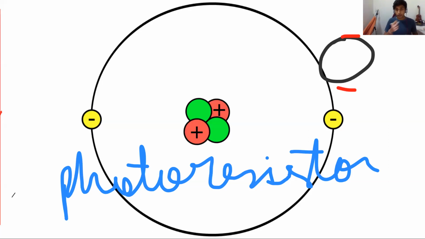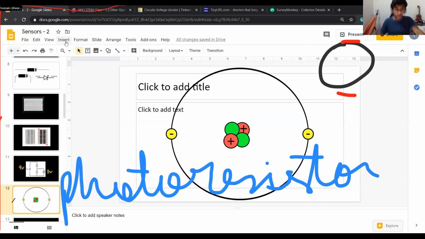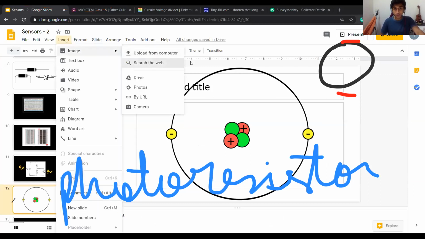So this is basically the structure of an atom, like I told you all. Now, an atom normally is not as simple as this. Let me get one more picture. This is basically a very bad picture. That is the problem.